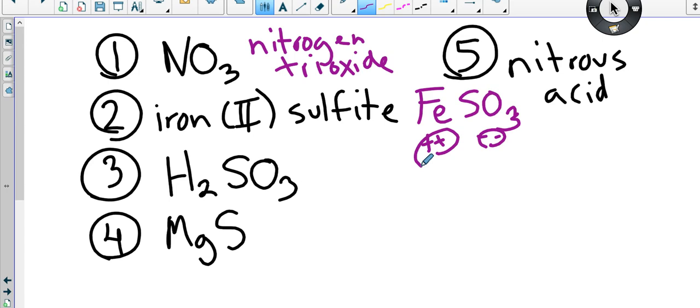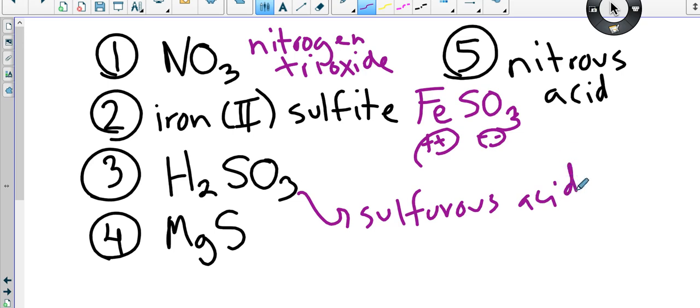Sulfuric acid. Okay, this is what instead? Sulfurous acid. Sulfurous acid. See the difference? If it had said H2SO4, then you would have it right. Okay? MgS.